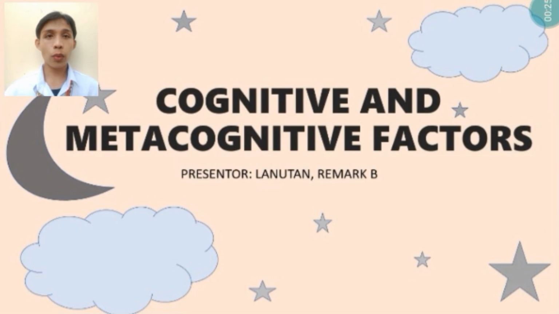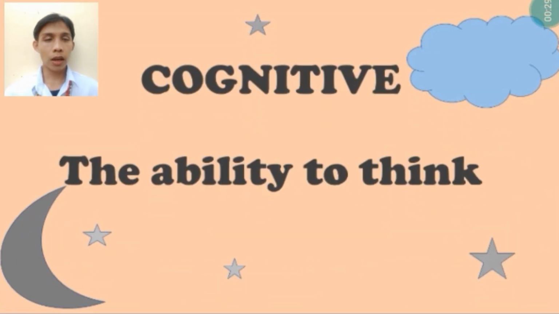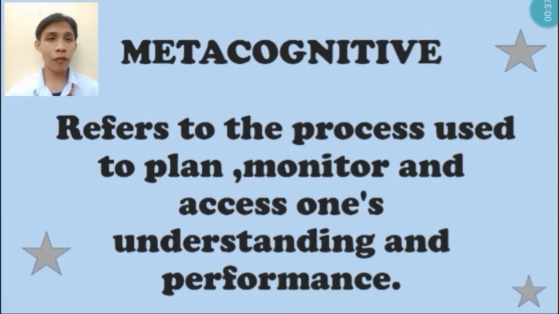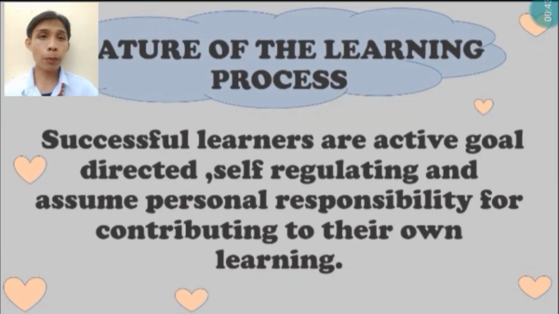The first factors we have are the cognitive and metacognitive factors. Let me explain first what is cognitive and metacognitive. Cognitive refers to the process to think, while metacognitive refers to the process used to plan, monitor, and assess one's understanding and performance. First principle, we have the nature of the learning process. Successful learners are active, goal-directed, self-regulating, and assume personal responsibility for contributing to their own learning.